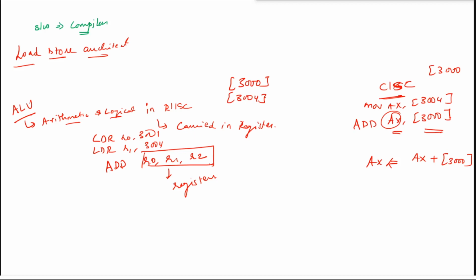You got it? Which means all the arithmetic and logical instructions in RISC-based machines will carry out the operation in the registers. That's why this architecture is called the load store architecture. Why is it load store? Before performing any operation, the data has to be loaded into the register. After performing the operation, it has to be stored back to the location. So that's why RISC-based machines are load store architecture. Clear?